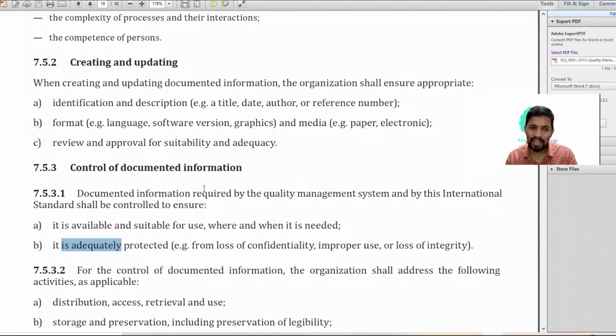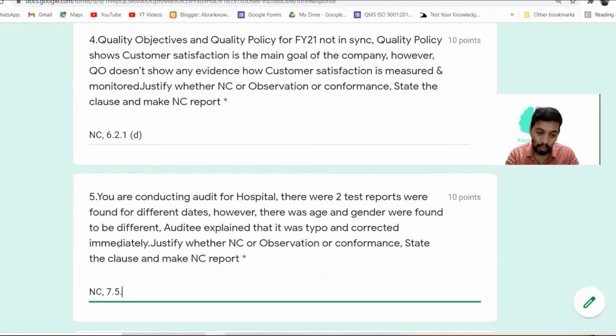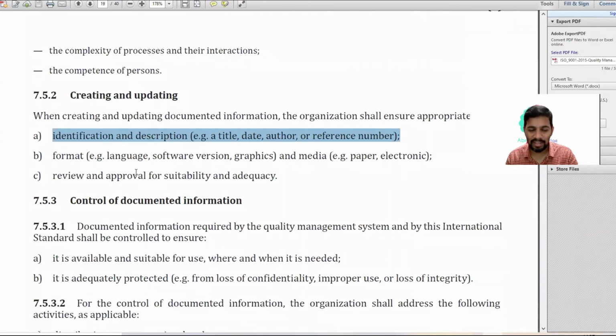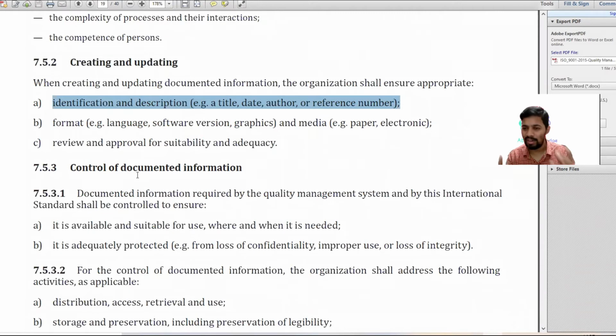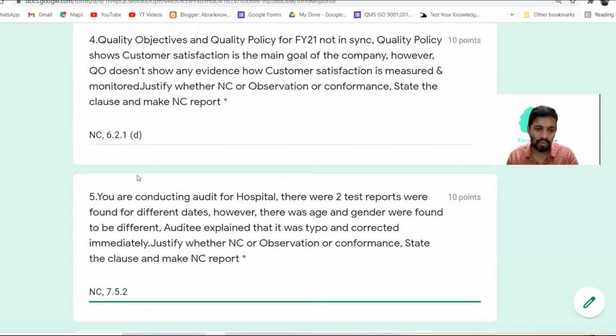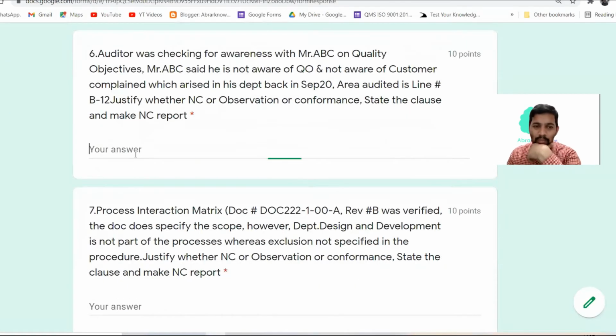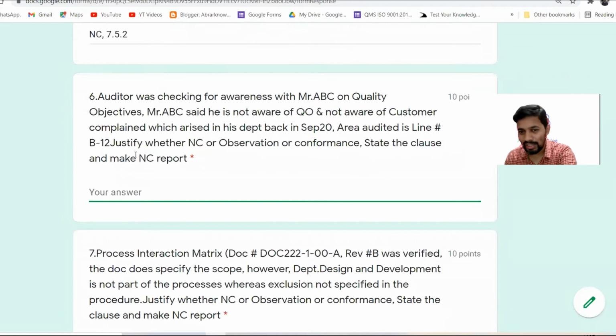But actually, we can give in the upper one, so that they will ensure that the right identification and description is there. I think 7.5.2 also should be okay. But actually, we can also see how they have done that, what level of procedure they have, how they're identifying it, and all that we can give. So 7.5.2.